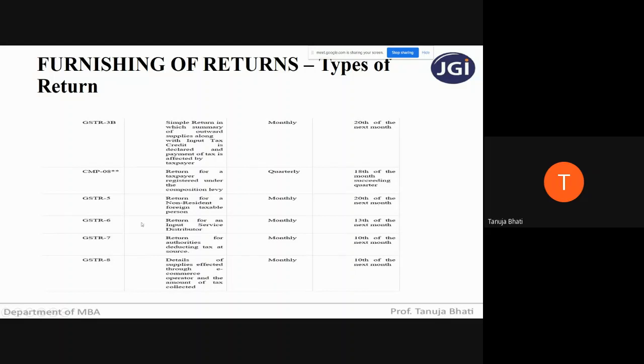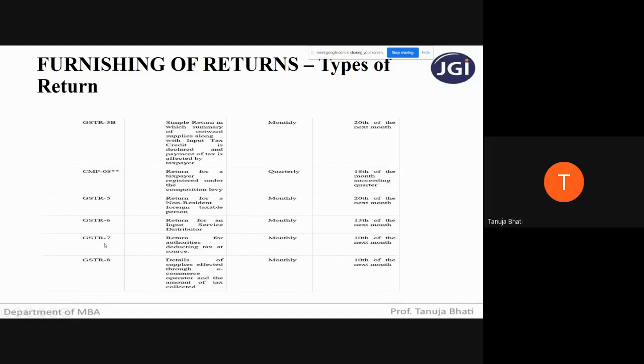GSTR 6 is to be filed by the input service distributor. He has to show what turnover he is receiving from different states, and what credit he is distributing to different states. The entire details should be given by him under return GSTR 6. Again, it is monthly, and the due date is 13th of the next month.